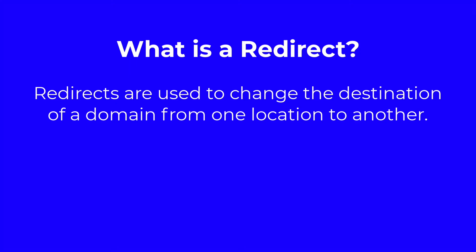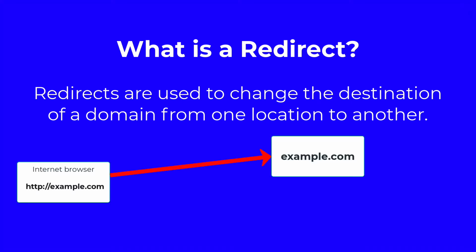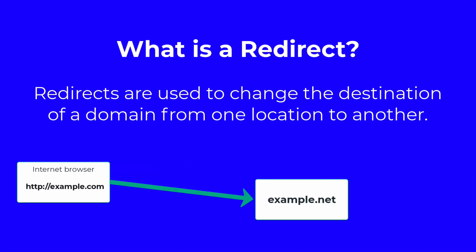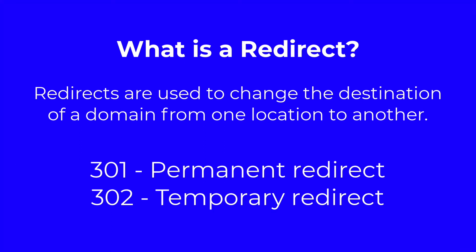Let's start by defining a redirect. In essence, what you're doing is setting a URL to go to a different location than it would normally go. For example, if you had a domain called example.com and you wanted it to go to example.net, then you would use a redirect to do that. There are two types of redirects that you can create: a permanent or 301 and a temporary or 302.